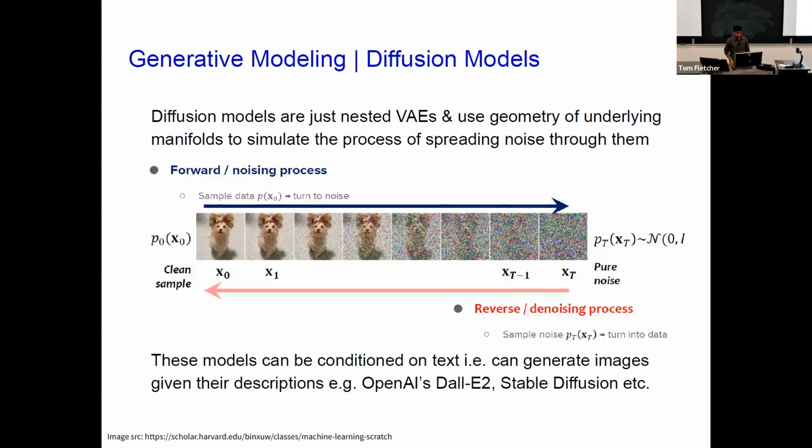Another thing that you can do is that if you condition this reverse process on text, what will happen is that if you give it a caption, the model will try to come up with the image that matches that caption. And these text conditioned models have been very popular recently. You must have heard of the Stable Diffusion model and OpenAI DALL-E 2. We'll discuss those models later in class because they've shown how good these diffusion models can get.